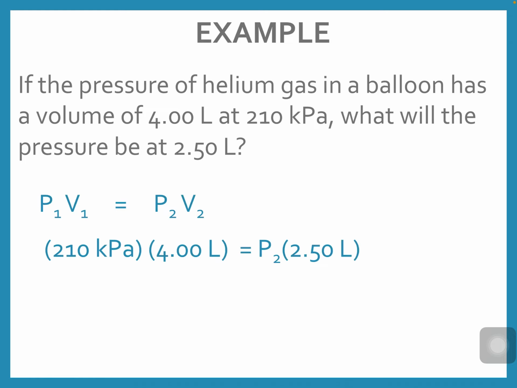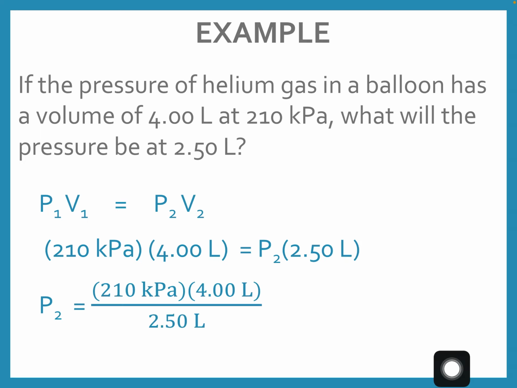So I start with 210 kilopascals for pressure and 4 liters for volume. We're going to solve for the final pressure, and the final volume is 2.5 liters. This operation here is a multiplication, so to undo that, I'm going to divide by 2.5, which would cancel it on this side and put it on that side. Once I solve for that, the pressure is 340 kilopascals.